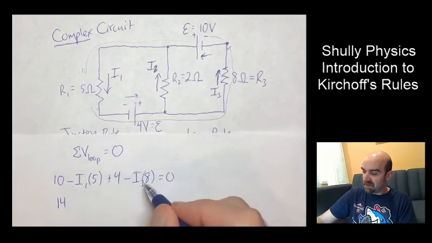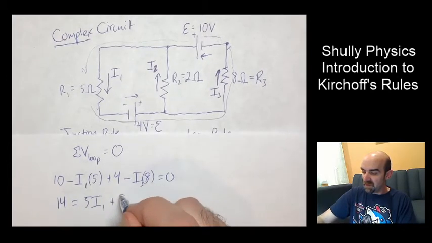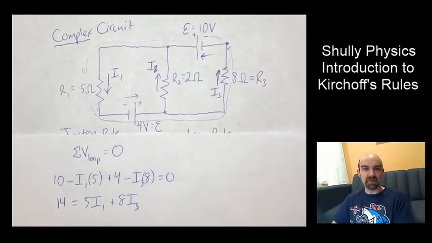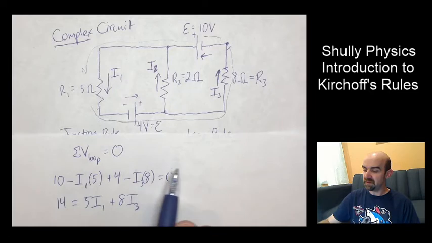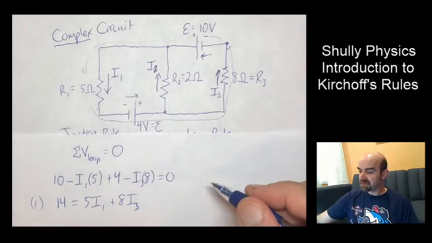And if I add my I's to the other side, that'll be 5I1 plus 8I3. And do be careful and check your work when you do this quick algebra. I've made many mistakes before. Put a positive on one side instead of a negative. I'm just going to double check this now. Adding the 2 negatives to the other side should make them both positive. So there I have one equation relating I1 to I3, current 1 to current 3.